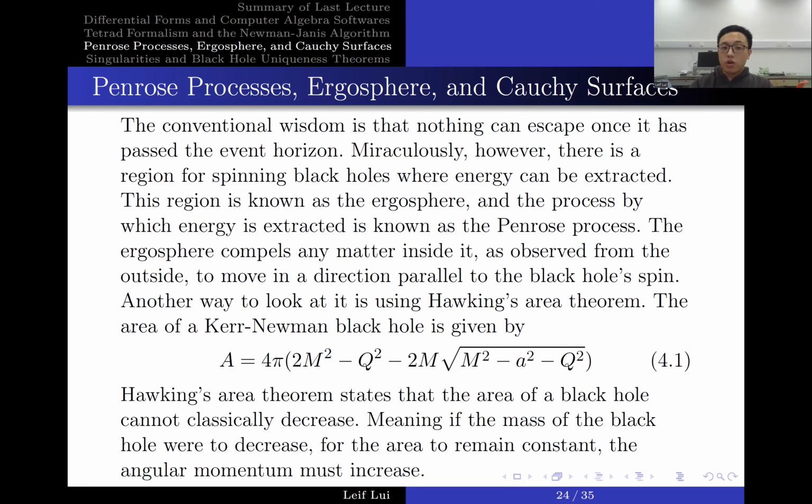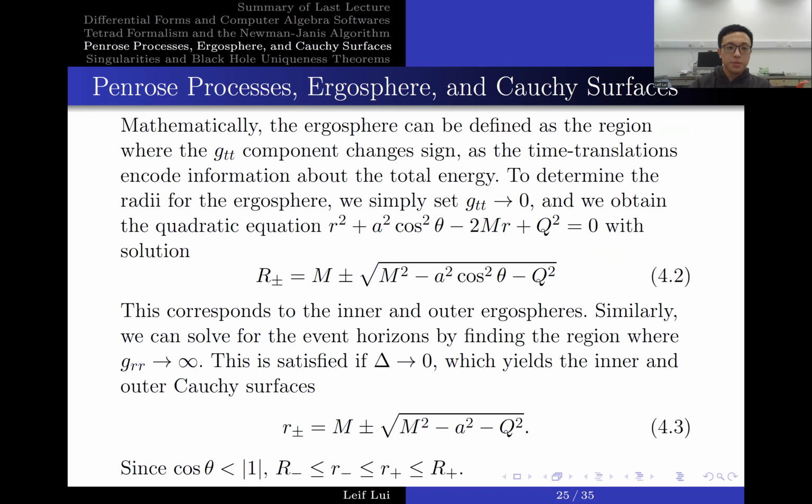Another way to look at this is using Hawking's area theorem. The area of a Kerr-Newman black hole is given by the following expression. Hawking's area theorem states that the area of a black hole cannot classically decrease, meaning if the mass of the black hole were to decrease, for the area to remain constant, the angular momentum must increase. So this increases the rotational kinetic energy of the black hole.